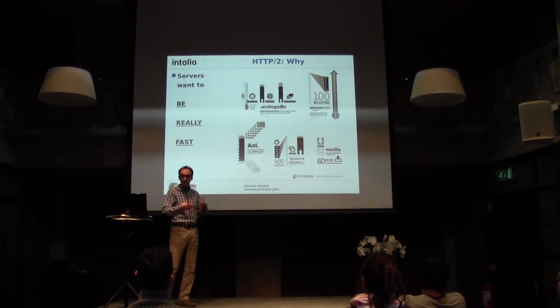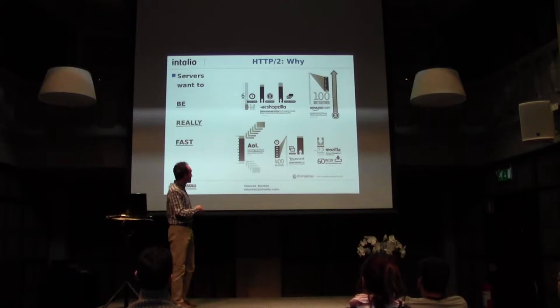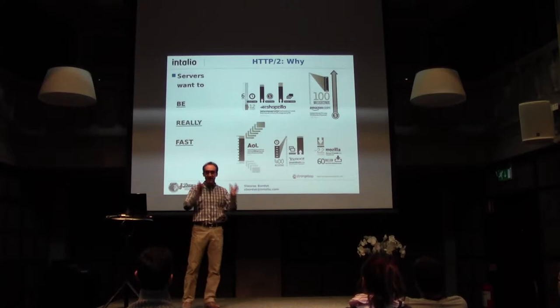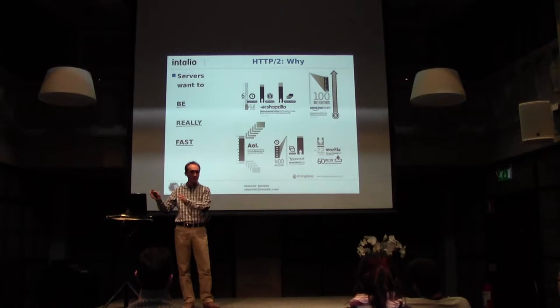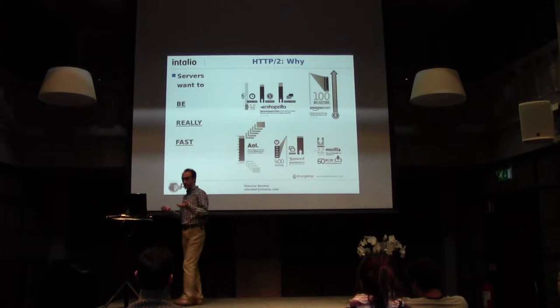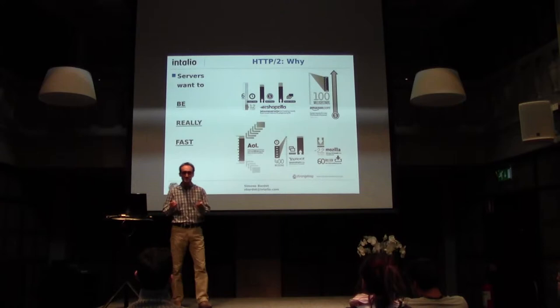Yahoo increased the traffic by 9% just by shaving off 400 milliseconds of page views. Mozilla.org shaved 2.2 seconds from the front page. That directly turned into 60 million more downloads of the Firefox browser per year. Imagine this number, it's big money for all of these guys. And so it is for you. If you have a slow site, you're going to pay for this. You're going to lose money.